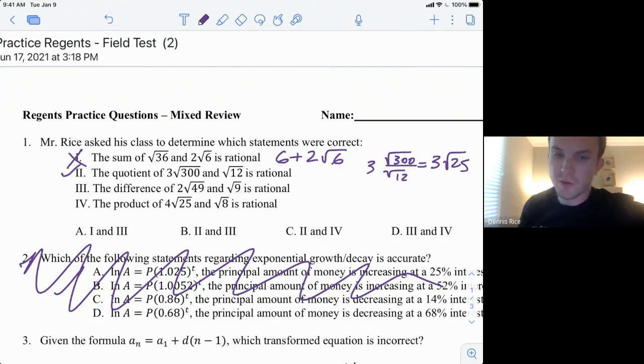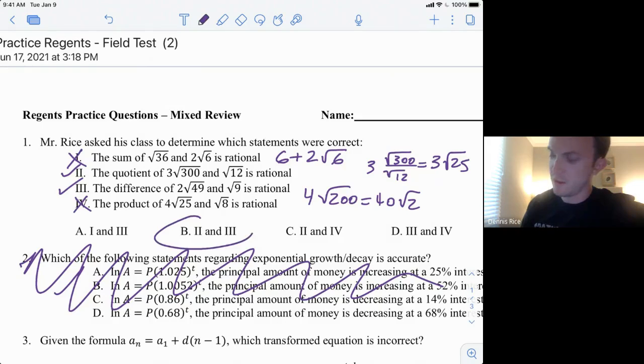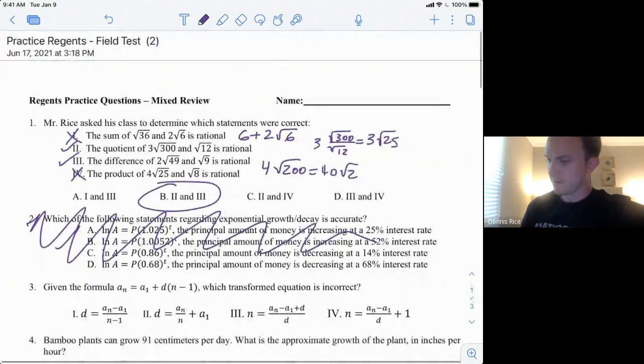The difference of 2 radical 49, which is 7, so 2 times 7, 14, and radical 9, which is just 3, is rational. Yeah, that makes sense. Those are both nice numbers that are just kind of in disguise. And the product, multiplying, of radical 25 and radical 8, we can multiply there, but it doesn't help us because we just get radical 200. Yes, you can do things with that, and we could pull out a 10, but you're always going to be stuck with some radical there. So no good for 4. So 2 and 3 are good. So choice B is what we're looking at. Choice B, very good. Questions with that one?